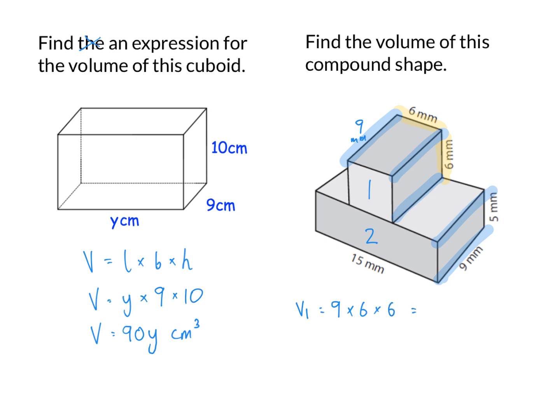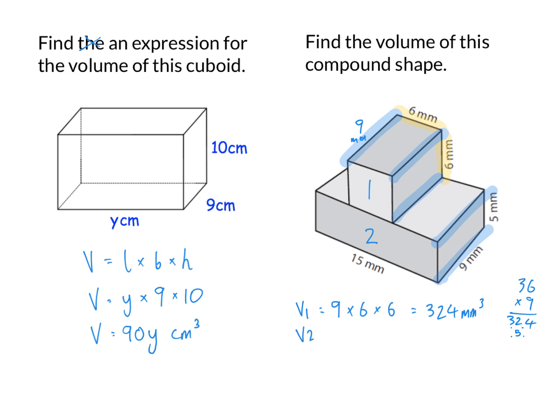Now, number work getting a little bit tricky here. 6 times 6 is 36. So down the side of my page, just do a little bit of column multiplication. Need to multiply that by 9, so that's going to be 54. 9 threes are 27, 28, 29, 30, 31, 32. So the first shape has a volume of 324 millimetres cube. So that's a tiny, tiny cube. It's 1 millimetre by 1 millimetre by 1 millimetre.